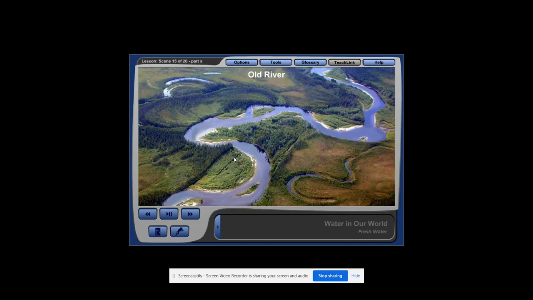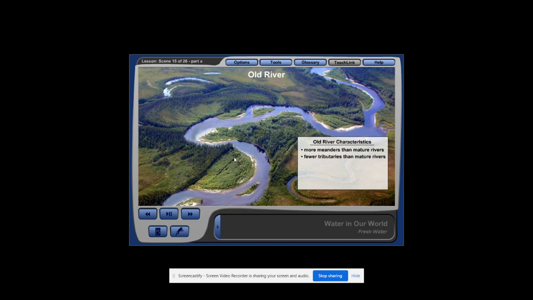Old rivers are very similar to mature rivers, which can make the 2 stages sometimes difficult to tell apart. However, old rivers tend to have more meanders than mature rivers. Old rivers also tend to have fewer tributaries than a mature river, because most of the tributaries have joined together farther upstream.